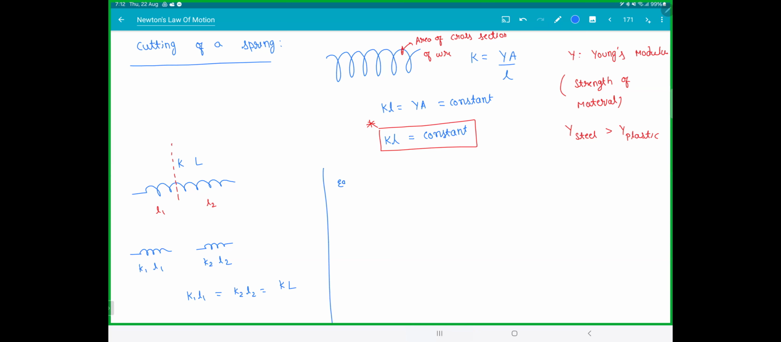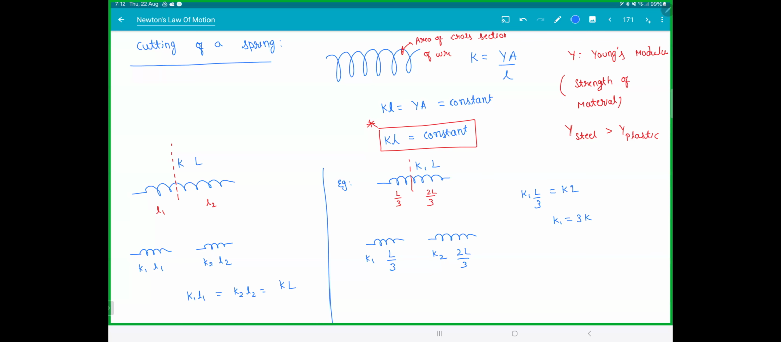Example, let's say we have a spring K and L. Let's say you cut this in the ratio of L by 3 and 2L by 3. So you will get two springs. So that small spring will be L by 3. Iska spring constant should be 3K. Let's take it as K1. The bigger spring ka length will be 2L by 3. Let's call it K2. Now from the formula, K1 into L by 3 must be equal to K into L. So K1 will be 3K.